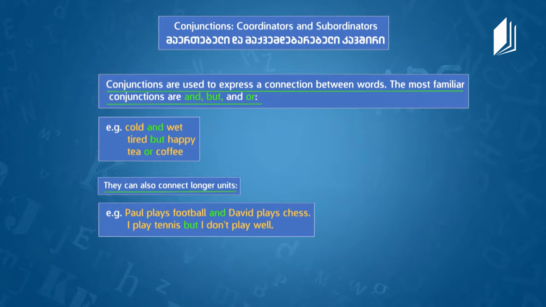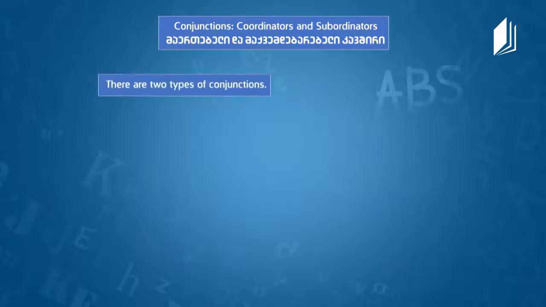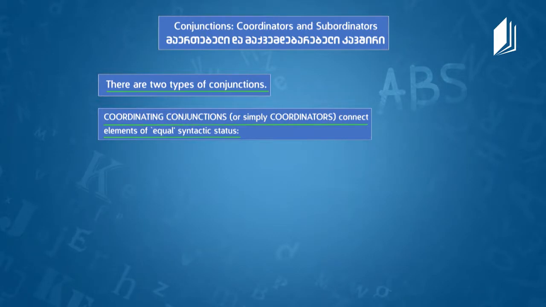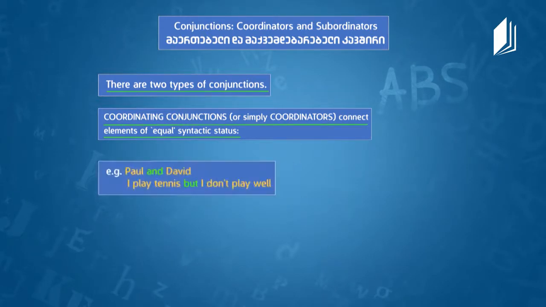For example, Paul plays football and David plays chess. Or I play tennis, but I don't play well. Do you play tennis? No, I don't. Now, there are two types of conjunctions. There are coordinating conjunctions, or simply coordinators, which connect elements of equal syntactic status. For example, Paul and David, or I play tennis, but I don't play well.